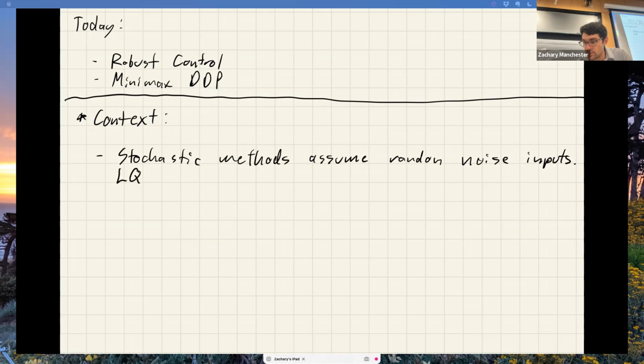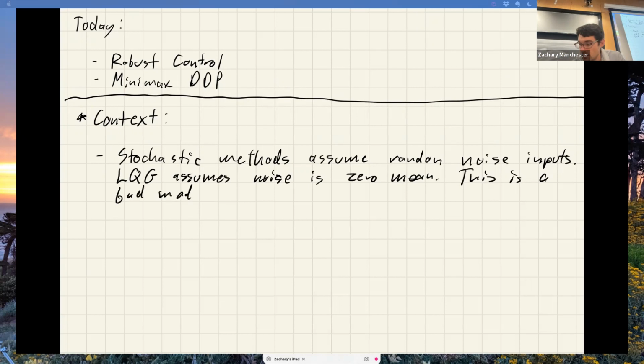Whereas in this robust context, you might model these things as set value to random, but the idea is, for a given system, you're going to draw once and it's going to stay like that for all time, which is a very different idea, right? So LQG assumes noise is zero mean. This is not a good model for parametric uncertainty.